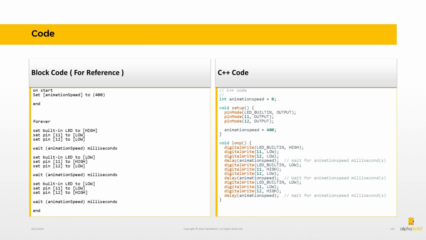In setup, the pins for all 3 LEDs are configured as outputs. In loop, the built-in LED is turned on, while pins 11 and 12 are off. After a delay determined by the animation speed variable, 400 milliseconds, the built-in LED turns off, pin 11 turns on, and pin 12 remains off. After another delay, pin 11 turns off, and pin 12 turns on. This sequence repeats continuously, creating a traffic light effect across the 3 LEDs.